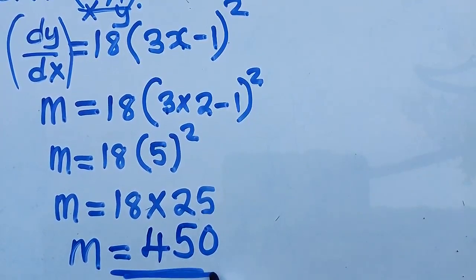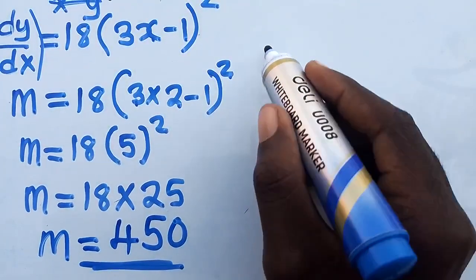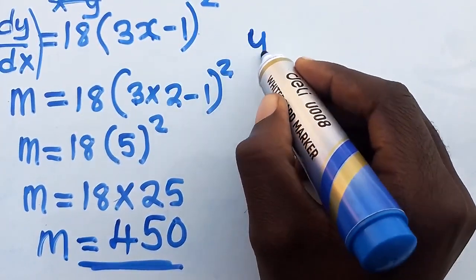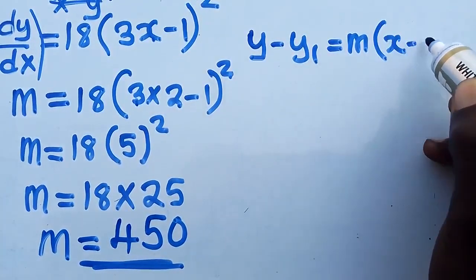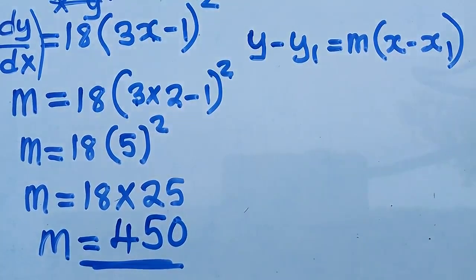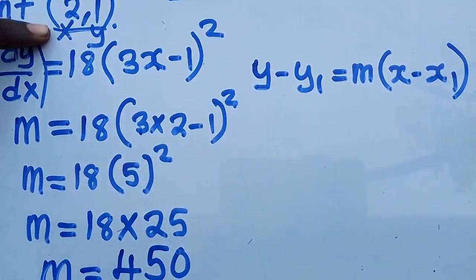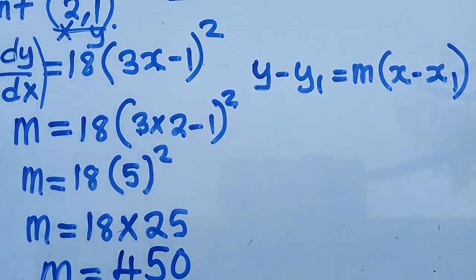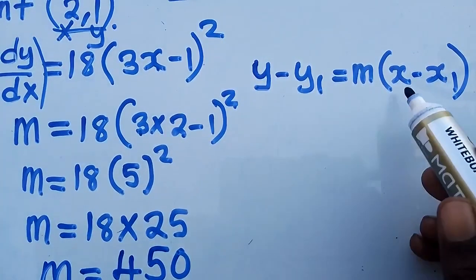After you find the gradient, that's when you can find the equation of the tangent, because we are going to use this gradient. The equation of the straight line is y minus y1 is equal to m, open bracket, x minus x1. These are the procedures that we are going to do. Then you just replace. You've got a coordinate there. That is the coordinate for x, that is the coordinate for y. Where there is x, you put 2. Where there is y, you put 1. Where there is gradient, you put 450.